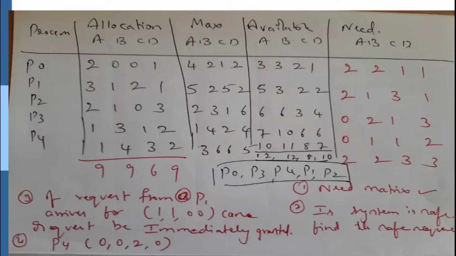Need is max minus allocation. So 4 minus 2 is 2, 2 minus 0 is 2, 1 minus 0 is 1, and 2 minus 1 is 1. Next, 5 minus 3 is 2, 2 minus 1 is 1, 5 minus 2 is 3, and 2 minus 1 is 1. Then 2 minus 2 is 0, 3 minus 1 is 2, 1 minus 0 is 1, and 6 minus 3 is 3. So this is how we got the need matrix.